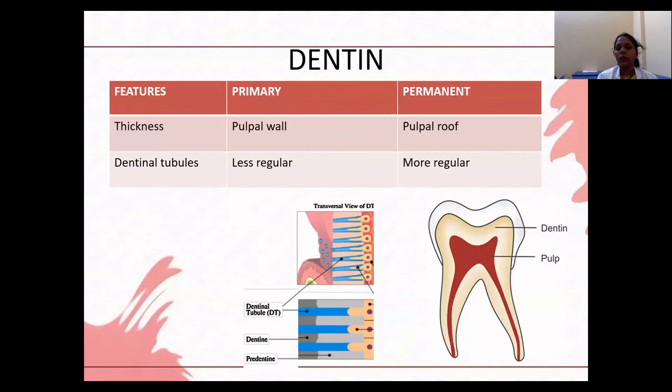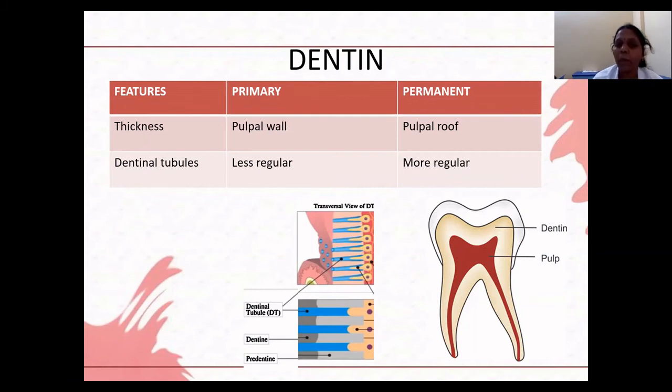Then moving on to the dentin, the difference in the thickness of the dentin between the primary and permanent teeth. In primary teeth, the thickness of dentin in the pulpal wall is more when compared to that of the permanent. But in permanent teeth, in the pulpal roof area, there will be more amount of dentin present.